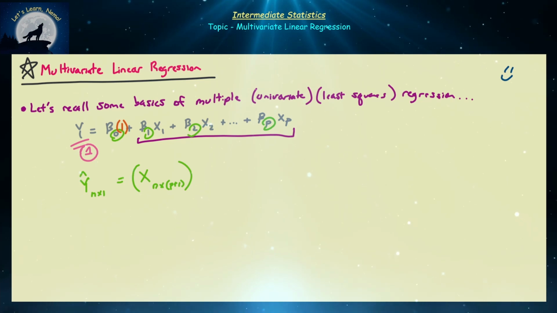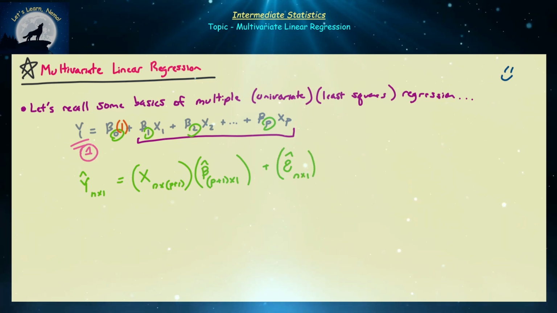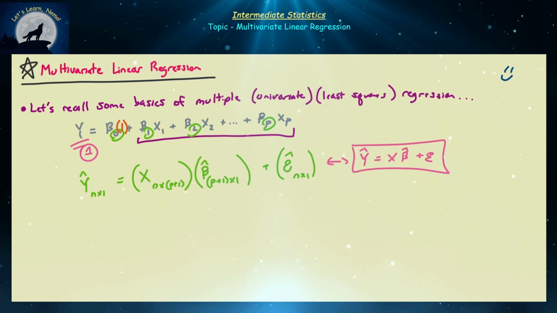And then we're going to have our coefficient vector, beta hat, which is going to be p plus 1 by 1, a column vector. And then we're going to have our residual vector epsilon hat, which, as you already know, is going to be an n by 1 vector. Some people will just write this in matrix form as y hat is equal to X beta hat plus epsilon hat, where it's understood that y hat, X beta hat, and epsilon hat are all matrices and vectors respectively.